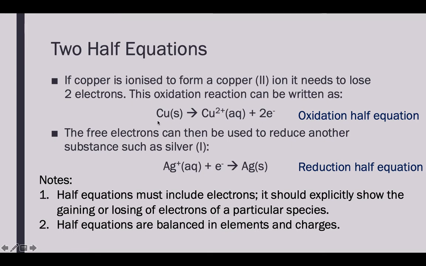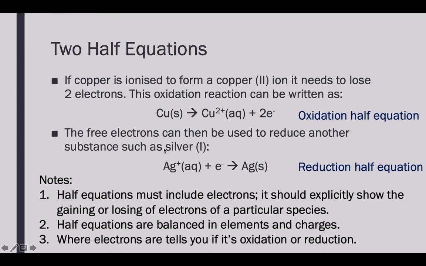If you look at this oxidation half, on the left-hand side, there's 1 copper and no charges overall. On the right-hand side, there's also only 1 copper, and overall the charge is 0. The same observation can be made for silver in this half equation. Okay? So half equations, although they look incomplete, are still actually balanced.